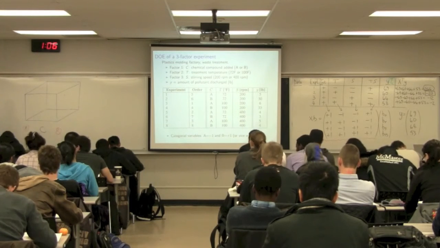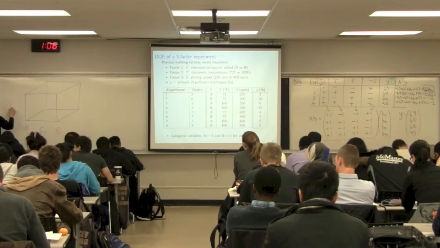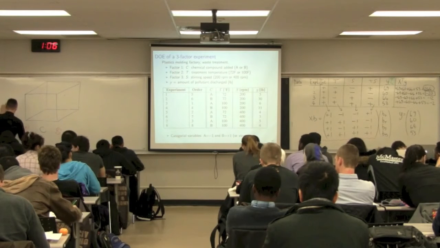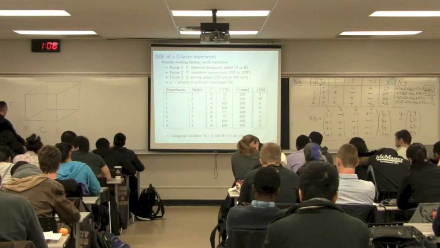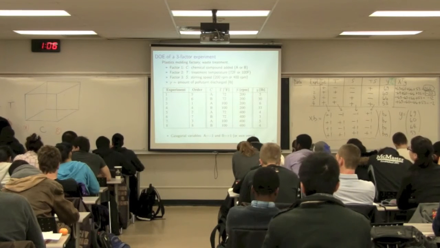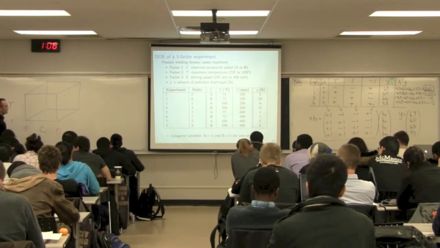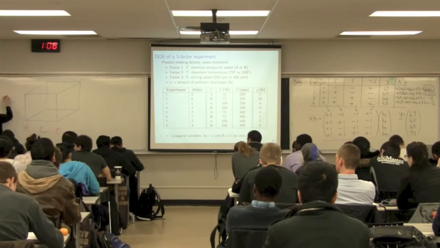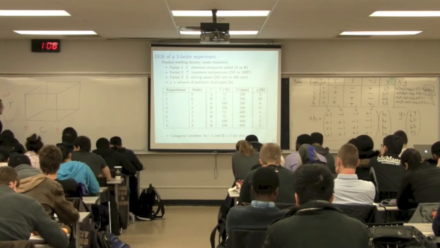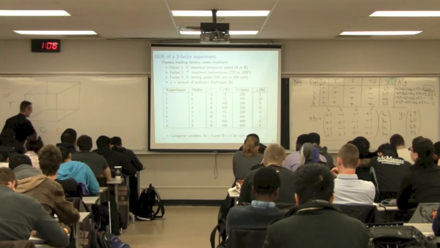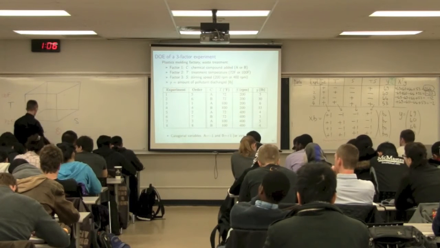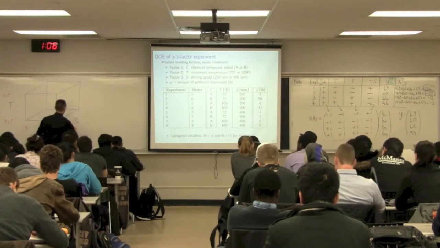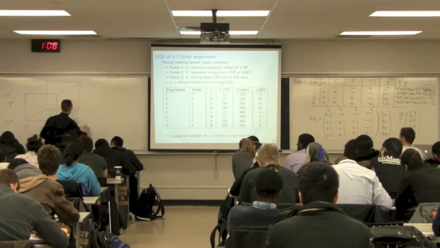The next axis will be for temperature. The temperature effect, and this maps to 72 Fahrenheit at the low level and 100 at the high level. And then the final factor going in and out of the board is this S variable. The stirring speed was either run at low RPMs or at high RPMs.